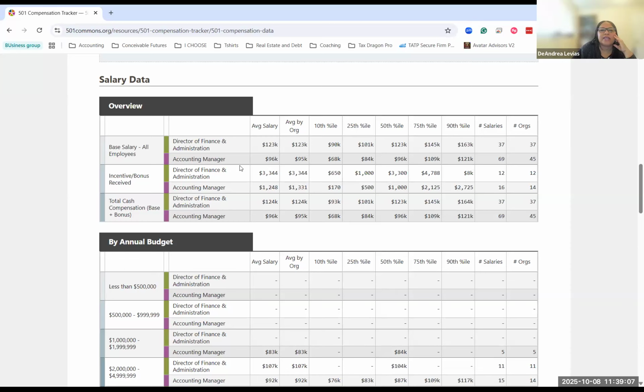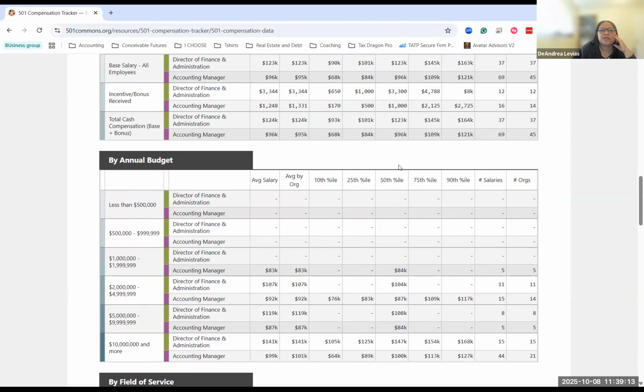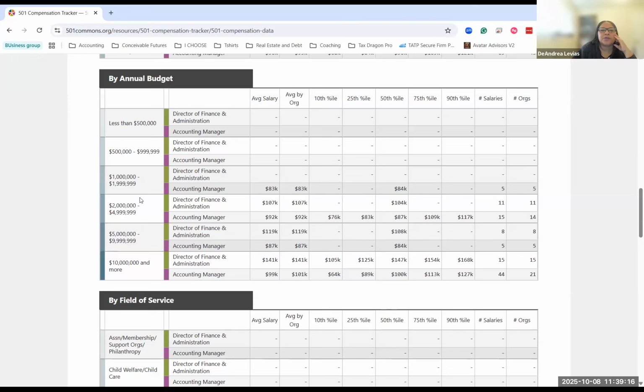So this kind of gives you an idea of a salary range for that position. And then it goes further based on your budget, the organization budget. So they surveyed a bunch of nonprofits and got this information. So an organization between $2 and $5 million, an accounting manager averages about $92,000. 76 would be low, 10th percentile, 83 would be 25th. And once you get to the 109 or 117, you're up at the 75th or 90th percentile.